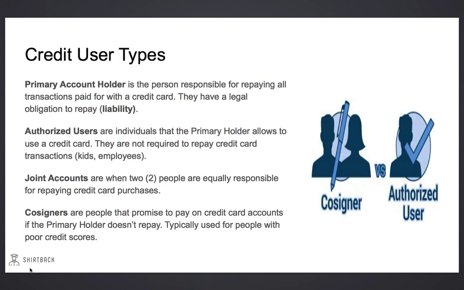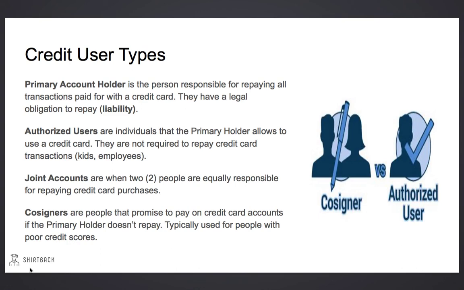There are several different credit user types to be familiar with. Primary account holders are the persons that are responsible for repaying all transactions that are paid with a credit card. They have a legal obligation to repay the money. This is called liability.